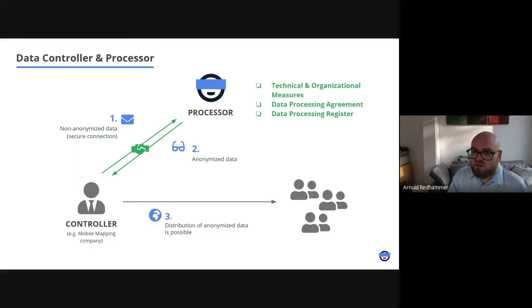the non-anonymized data, as seen here in the picture, is transferred by a secure connection to the processor, which is Selantur. And Selantur is anonymizing the content, and then it can even be sent back non-encrypted, because when the content is anonymized, we don't need to take care of the GDPR anymore, because if there is no connection to any person, then we are out.